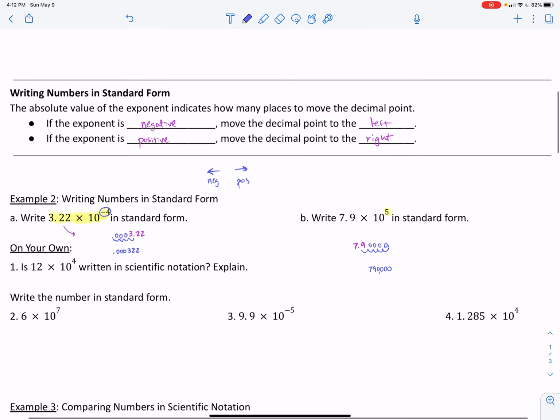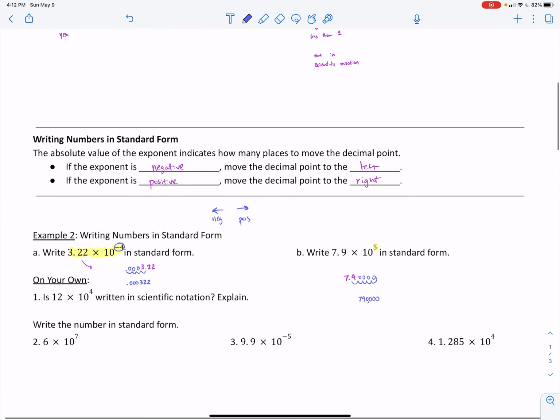All right, so why don't you try 1, 2, 3, and 4 on your own, and then we'll continue on with this lesson.